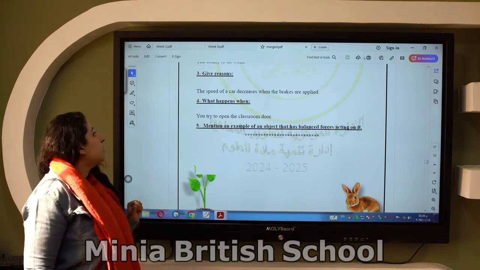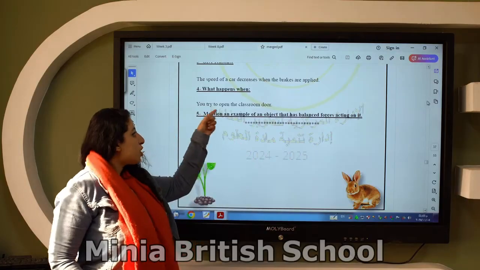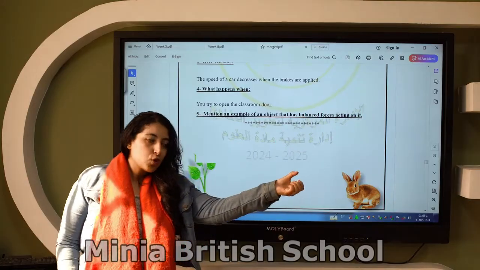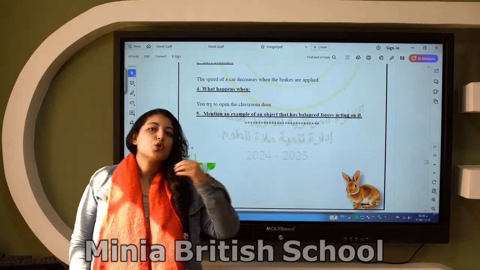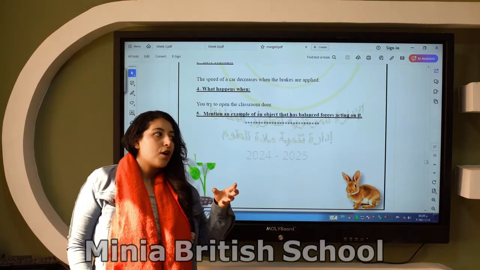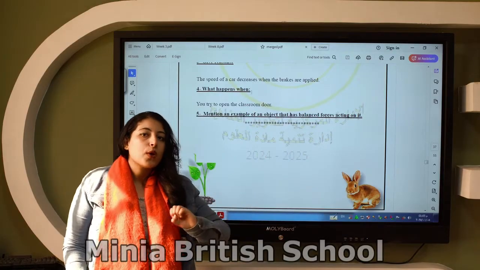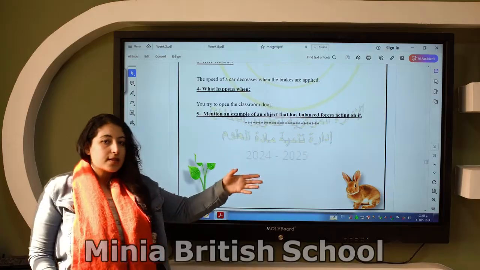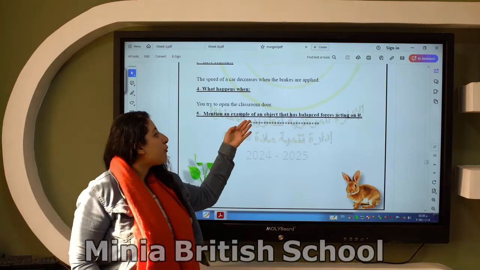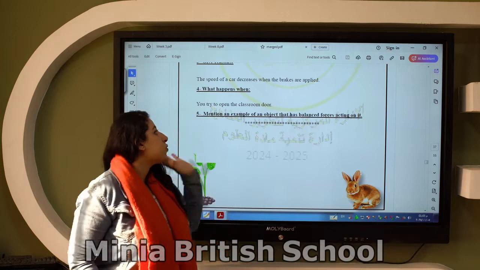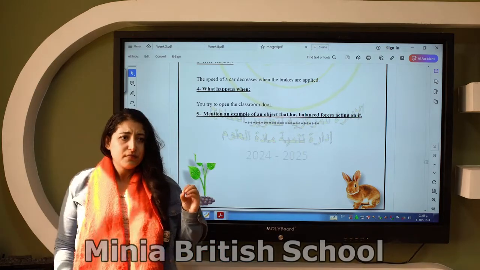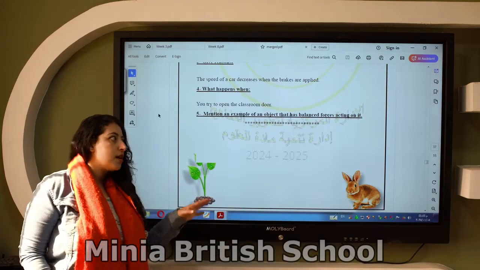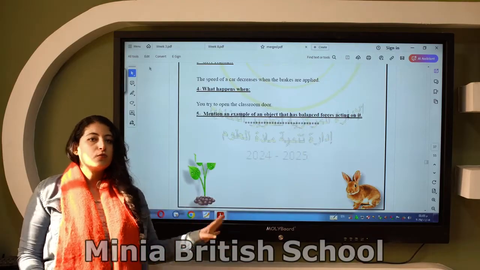Two reasons. What happens when you try to open the classroom door? When I open the classroom door from inside, I will pull it towards me. When I try to open the door from outside, I will push it away from me. I have to answer once from inside and once from outside. Mention an example of an object that has balanced forces acting on it: a static book on a table. It's under balanced forces because it doesn't move.